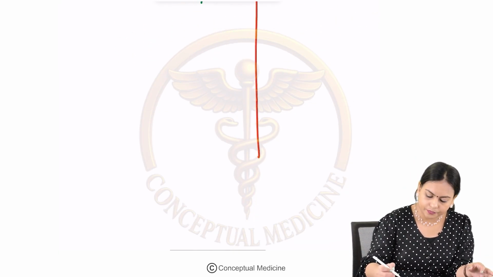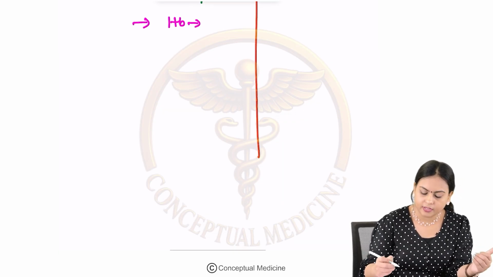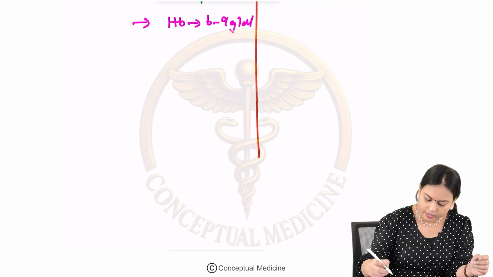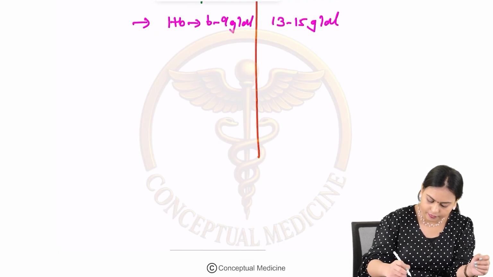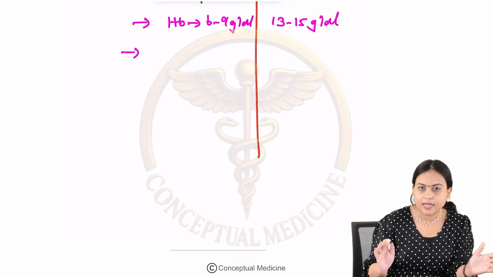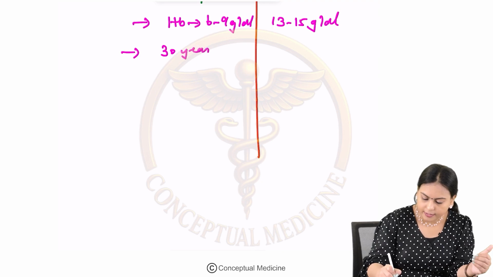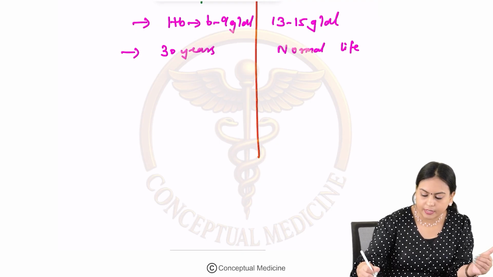And next one, the hemoglobin range in the first category, that is sickle cell anemia, will be around 6 to 9 gram per deciliter, whereas here it will be around 13 to 15 gram per deciliter. Sickle cell anemia patients can have a life expectancy up to 30 years, whereas in sickle cell trait, they can have a normal life expectancy.